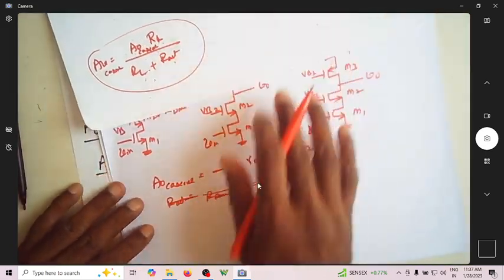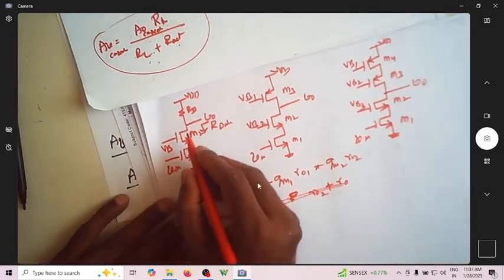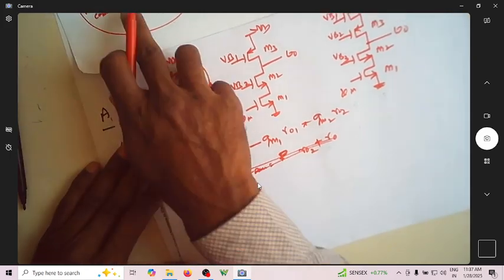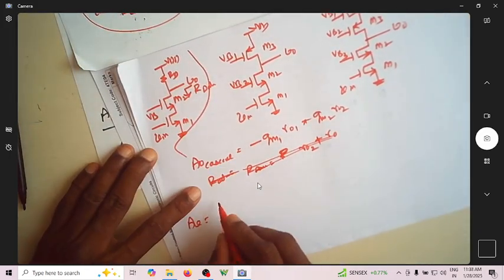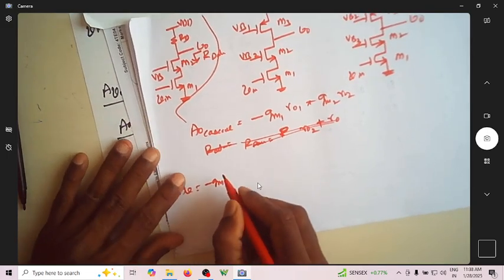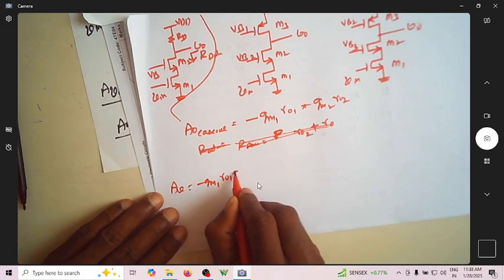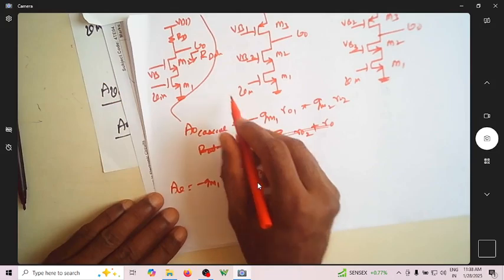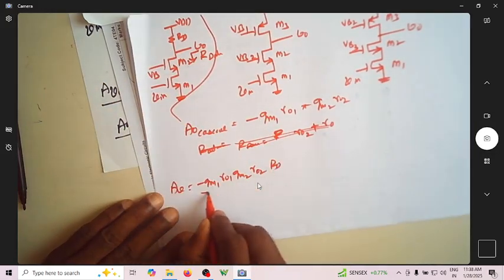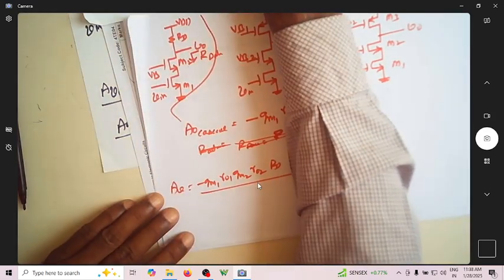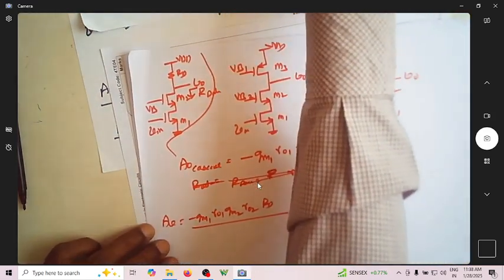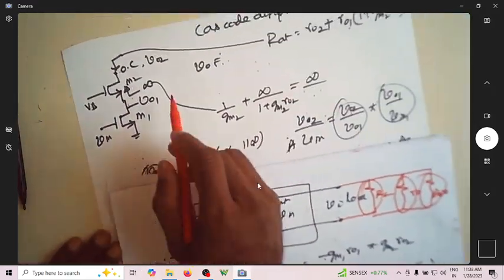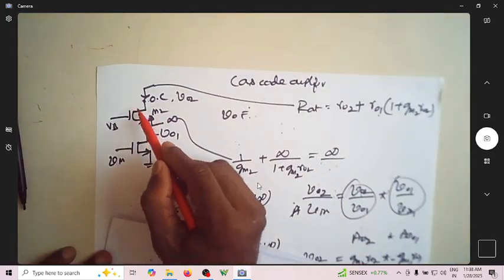So now what is Av of the first circuit? Suppose you want to write what is Av of this. As per this, A naught of the cascode is minus gm1 r01 gm2 r02. What is RL? RL is now RD divided by, so what is R out? R out is this resistance, which is nothing but the resistance looking into this, which we named as R out.